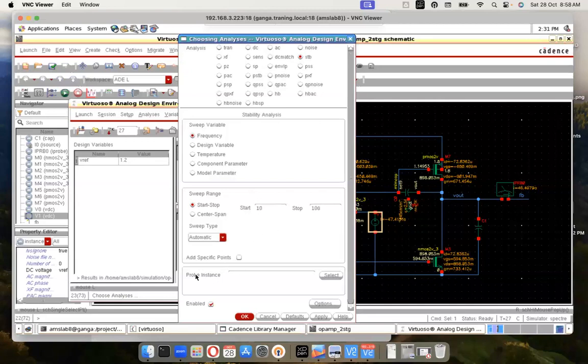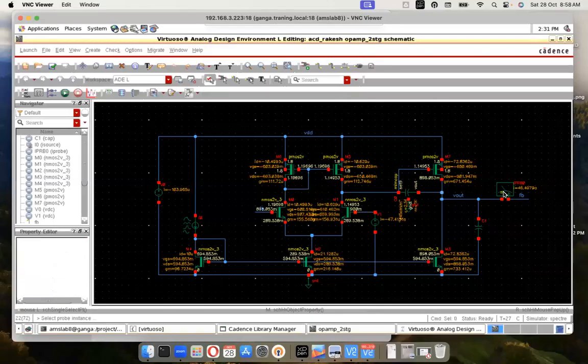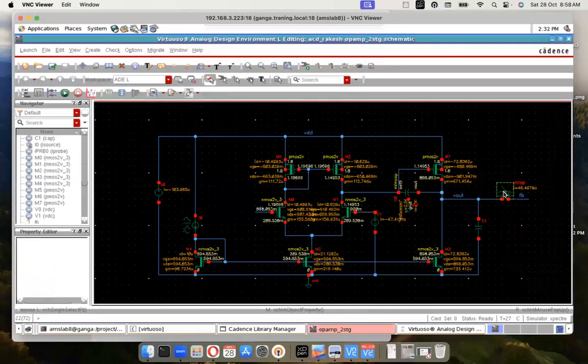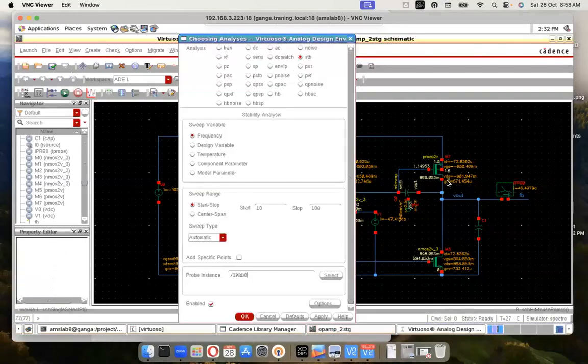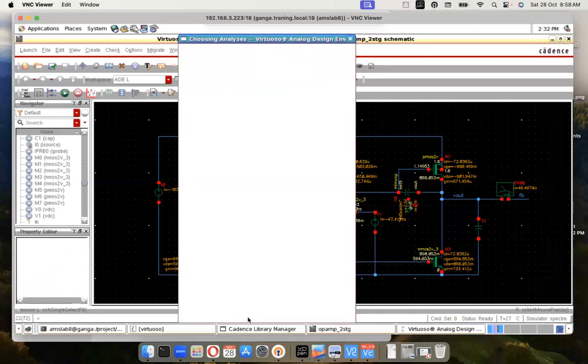Now it asks for a probe instance. What do you mean by probe instance? You have added an iProbe here, but the schematic, or the simulator, doesn't know it yet. So you have to select, then say probe. Just select that. Come back. You see that the probe instance /iProbe0 is here. Press OK.